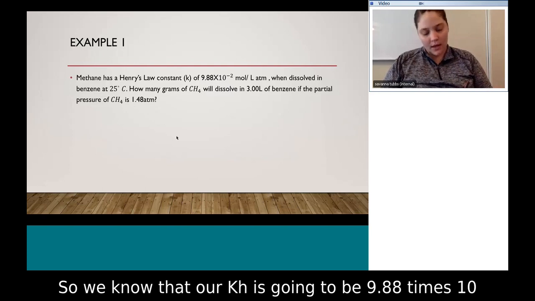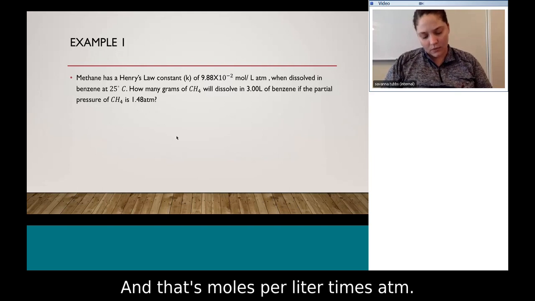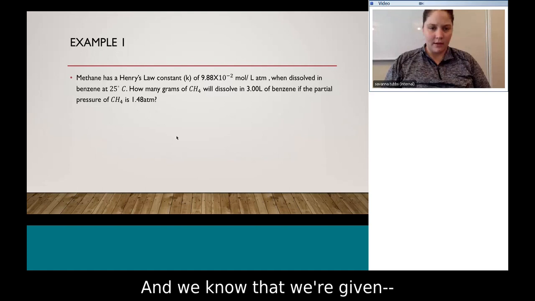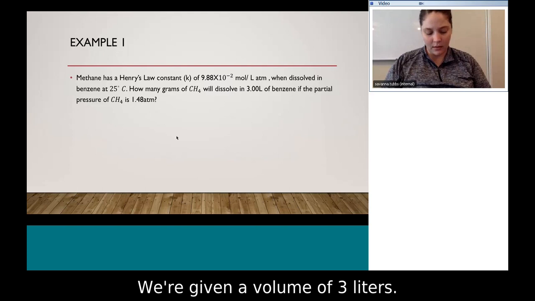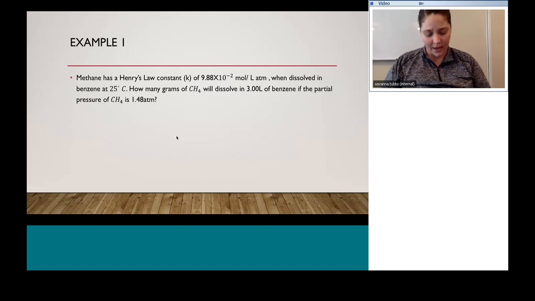So we know that our KH is going to be 9.88 times 10 to the negative 2, and that's moles per liter times ATM. We also know that our P gas is going to be 1.48 atm. And we're given a volume of 3 liters. And we want to know how many grams of CH4 we have.